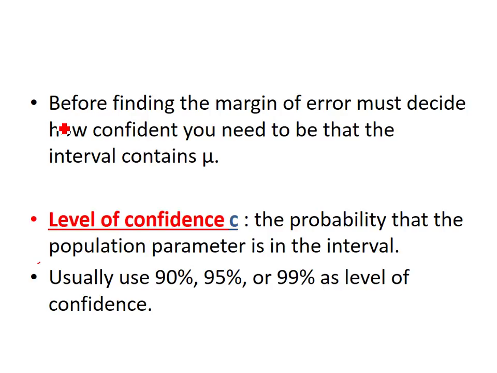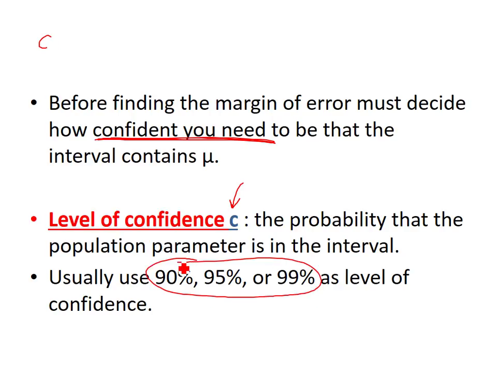Before finding the margin of error, you must decide how confident you want to be, how confident you need to be, maybe. Level of confidence. The letter we use for level of confidence is C. So on the next vocab or symbols test, when I put C on there, what are you going to write down? Level of confidence. The probability that the population parameter is in the interval. The ones that we use most of the time are 90, 95, and 99.